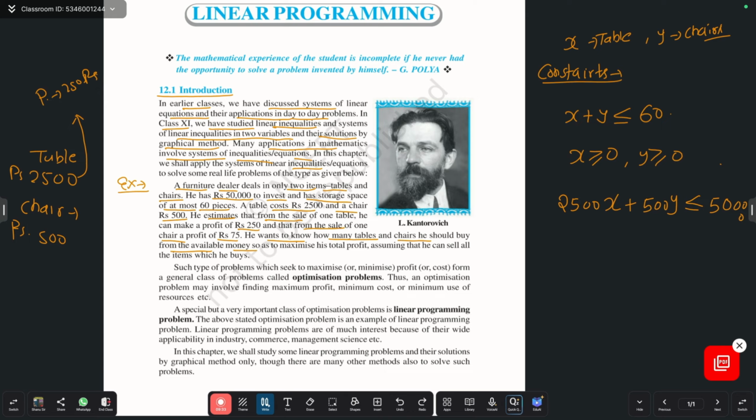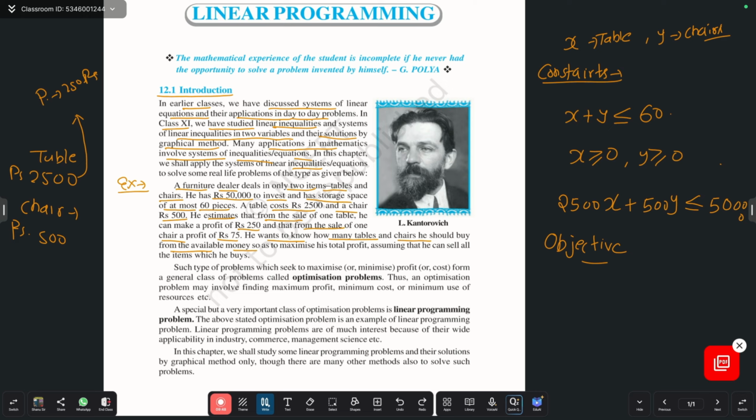Now what is your task? You want to maximize your profit. Then here you will have one objective function. Objective means your uddeshya, your goal. What is your goal? That is called the objective function.